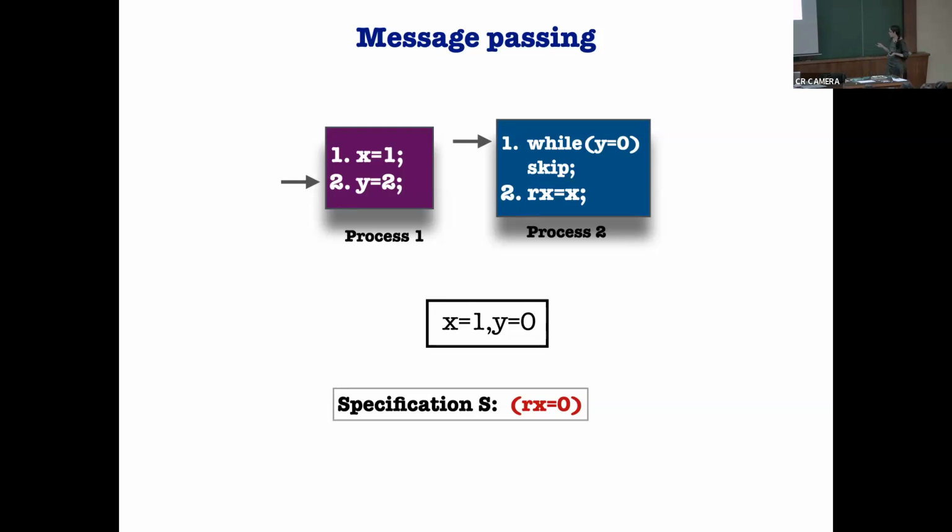Because it can't proceed. Now at some point when the first thread executes the instruction writing to Y, the global memory is updated, so X is 1, Y is 1. At this point, it can come out of the loop, and now it's trying to read from X. Obviously, when it reads from X, the value it's going to read should be 1. So this specification does not hold under this particular program.